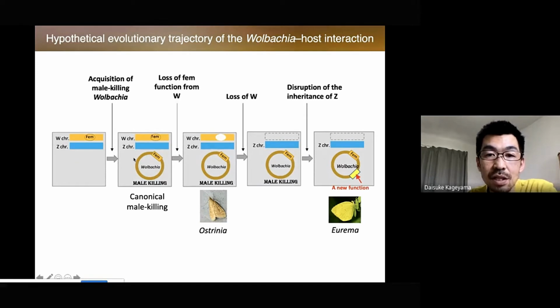So we can see here that this is also a hypothetical evolutionary trajectory. This is the one we showed in the previous case, and this is what we have found. The W chromosome has been lost, and Wolbachia may have acquired a new function to disrupt maternal inheritance of the Z chromosome.